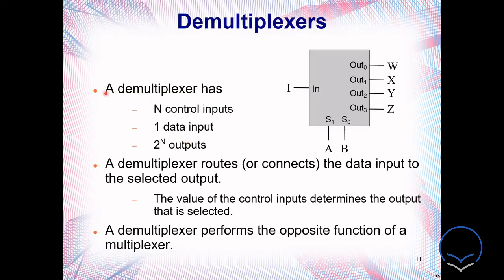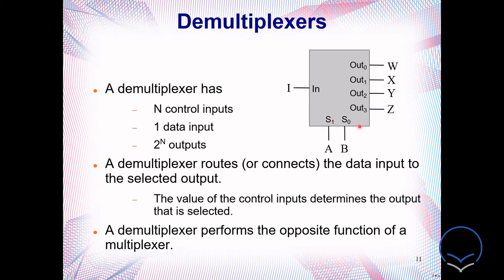Now let's start with the demultiplexer. A demultiplexer is the inverse of the multiplexer, you can say. A demultiplexer has n control inputs, 1 data input, and 2 to the power n outputs. In the multiplexer, we had n control inputs, 2 to the power n data inputs and 1 output. This is kind of reversed: input and output are reversed.